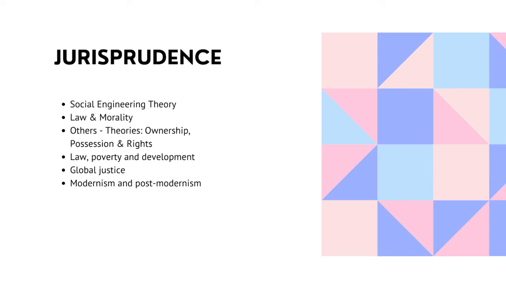Now, if I talk about the other topics, which are law, poverty and development, global justice, modernism and postmodernism, these three topics, right, they are open-ended. So for this, what you can do is just try to understand the concept, the conceptual framework of these three topics, and explore the thinkers who supported or criticized these theories, right. It will be sufficient for you.